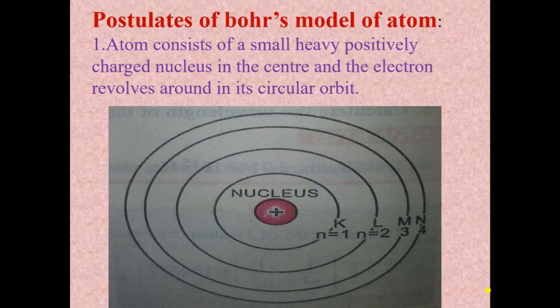So the postulate of Bohr's model of atom is that an atom consists of a positively charged nucleus and electrons revolve around the nucleus in circular paths, and this circular path is known as an orbit. You can see here that the nucleus is positively charged, and electrons revolve around the nucleus, and these circular paths are known as orbit or shell. Now we can name n is equal to 1 as K, n is equal to 2 as L, n is equal to 3 as M, n is equal to 4 as N.